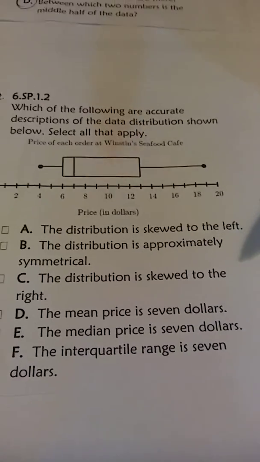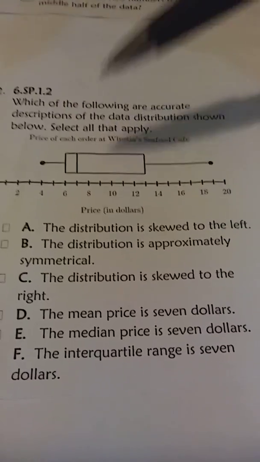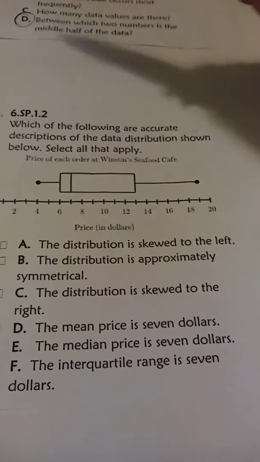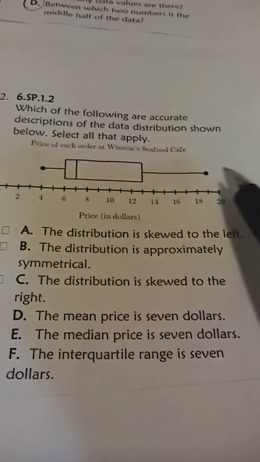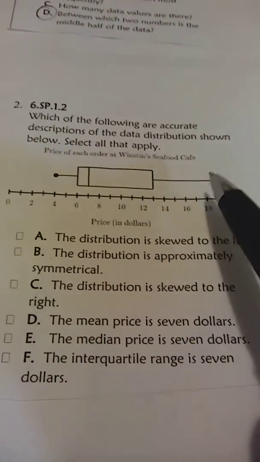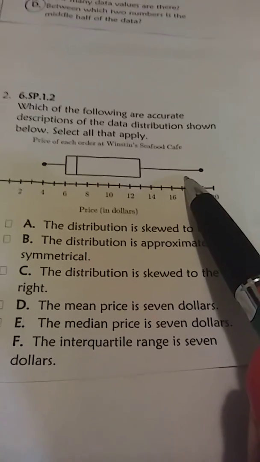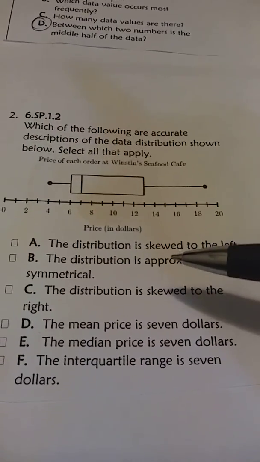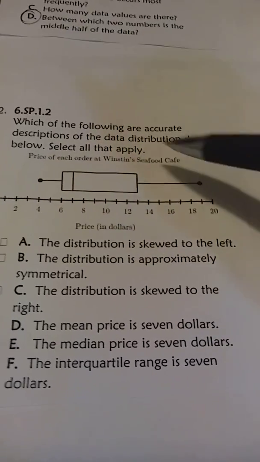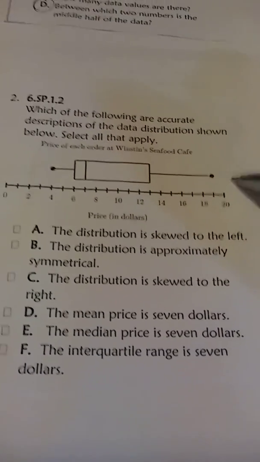B, the distribution is approximately symmetrical. Symmetrical means that the box is in the middle and then the whiskers on both ends are about the same distance, and as you can see they are not, so that's not an answer. The distribution is skewed to the right. This would be correct because the tail is on the right, so we're going to go ahead and check C.